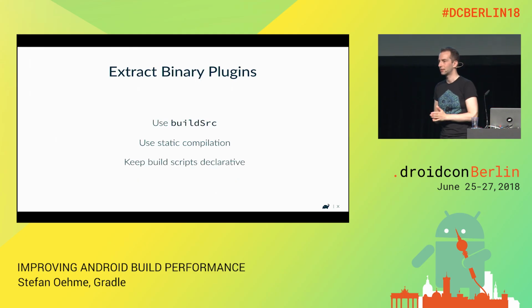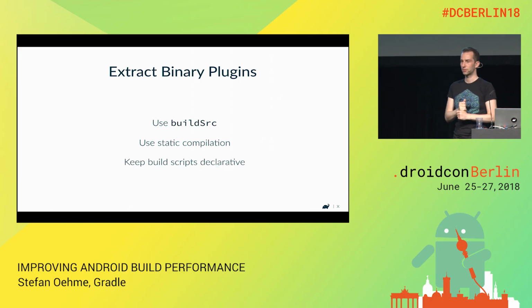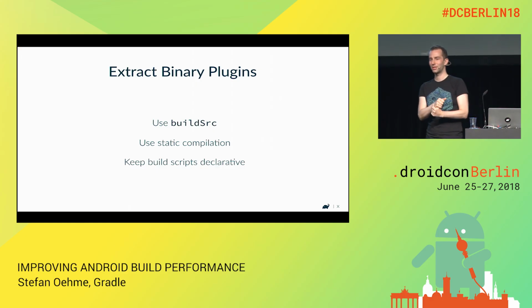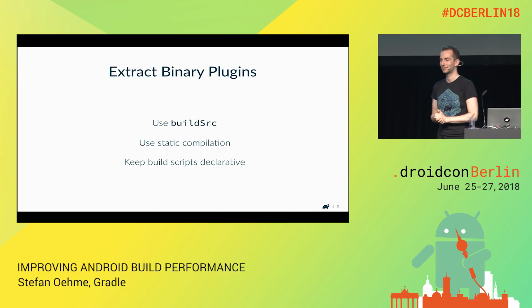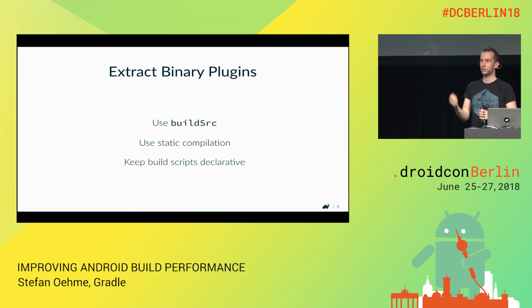The next step would be taking those scripts and turning them into binary plugins. No matter if you write those in compile static Groovy or Kotlin or Java, whatever language you prefer, as long as it's statically compiled, you're going to be good to go. Because static compilation is really great for performance. If you have lots of subprojects and you have complex logic, complex computations to do, then using dynamic Groovy build scripts will slow down your build.